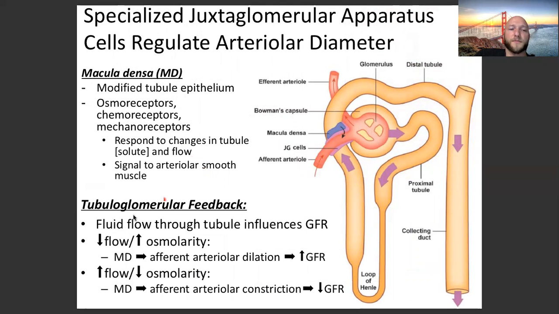Macula densa. So fluid flow through the tubule influences GFR. If we have a decrease in flow, we have an increase in osmolarity. The macula densa tells the afferent arterioles to dilate, which will increase blood flow to the glomerulus and increase GFR. If there's a lot of flow in the macula densa and low osmolarity, macula densa will tell the JG cells, the afferent arteriole, to constrict, which will decrease blood flow to the glomerulus, which will decrease GFR.